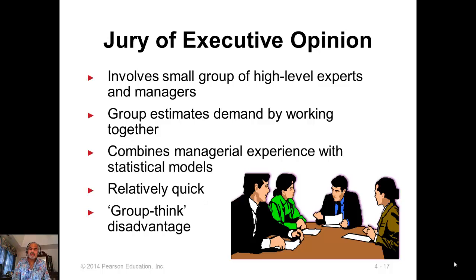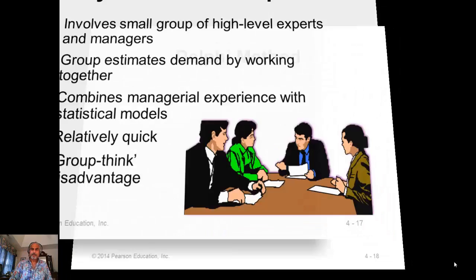And they may use, if it is a product for which there is past data available, statistical models to develop a forecast that you take as your input and then fine-tune it. And it is relatively quick, but there is a problem in terms of group think, especially if the organization is pretty hierarchically structured and rigid. There may be a built-in incentive for agreeing with the superiors in the organization.